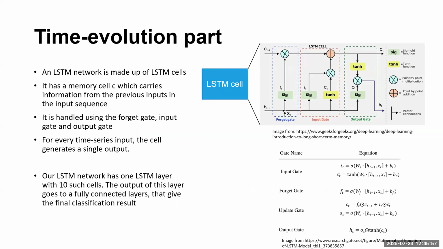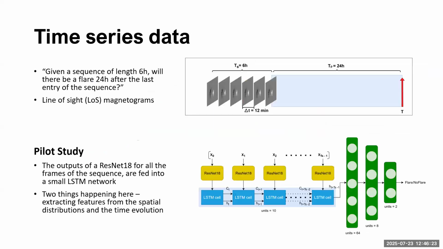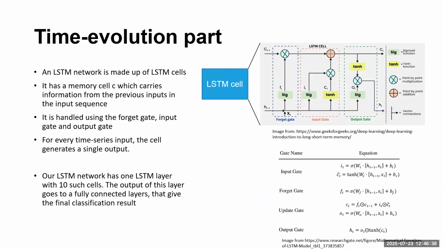Coming to the time evolution part, we use an LSTM. The LSTM cells that we saw earlier, this is what they actually look like. An LSTM cell has this really amazing thing called the memory cell, this thing over here. The memory cell has the actual information from the previous frames. If you remember, you have multiple frames, but each frame is dependent on the previous frame in some way or the other. That's the information in the temporal domain, and it is carried in by the memory cell.